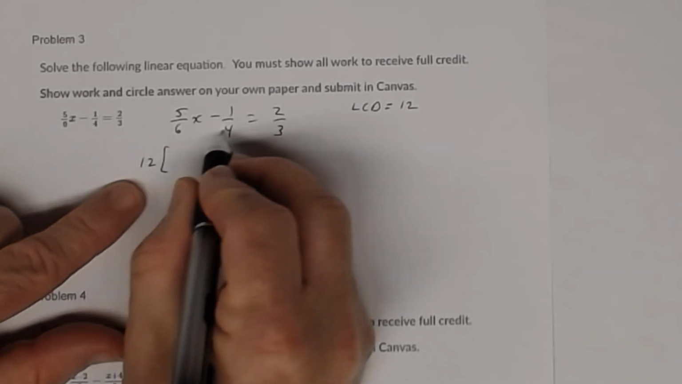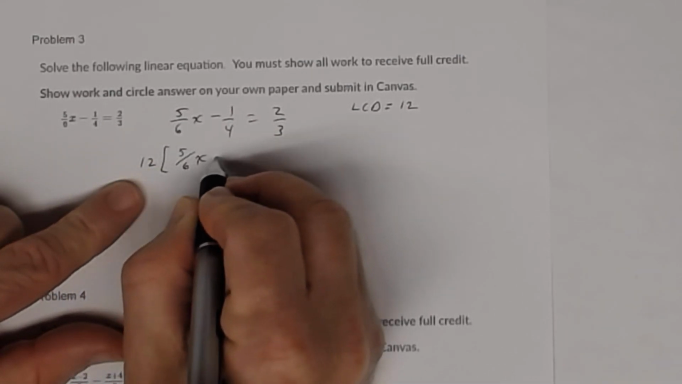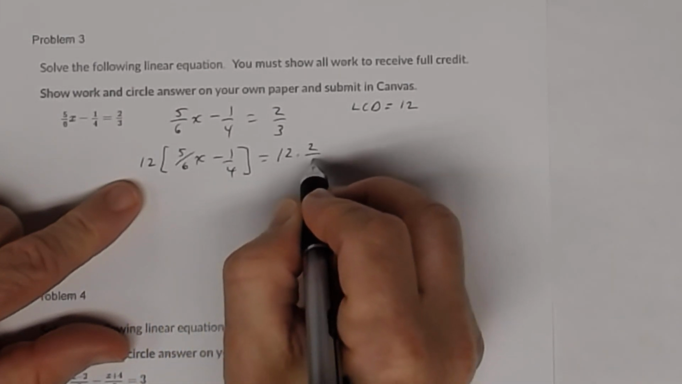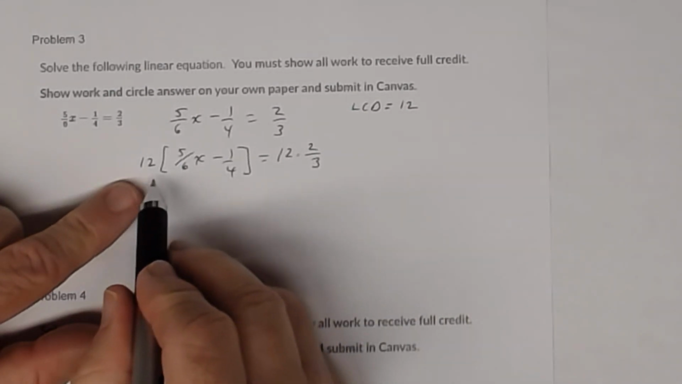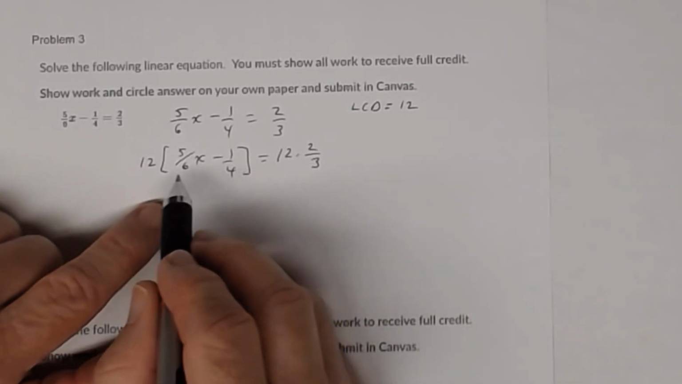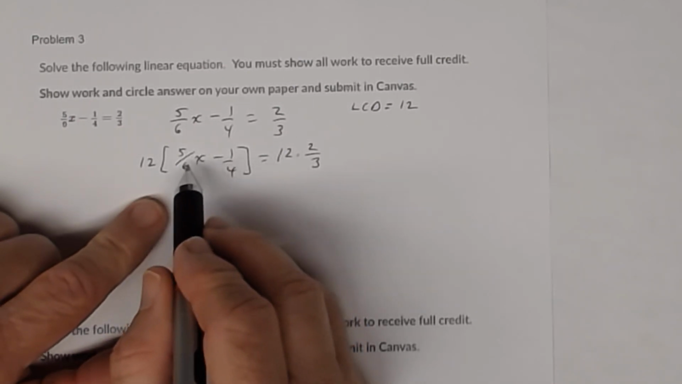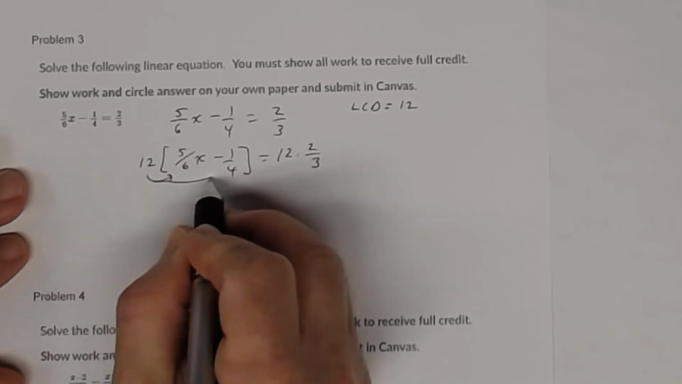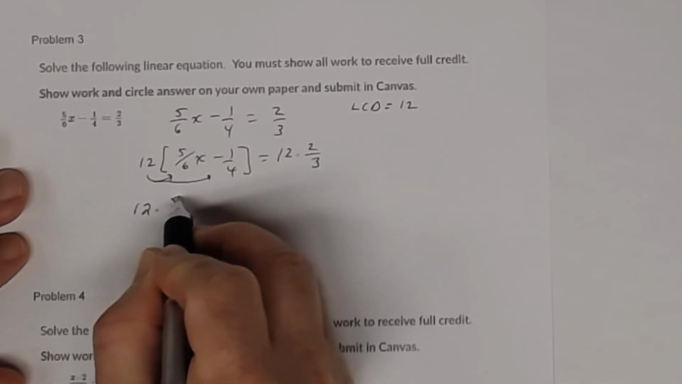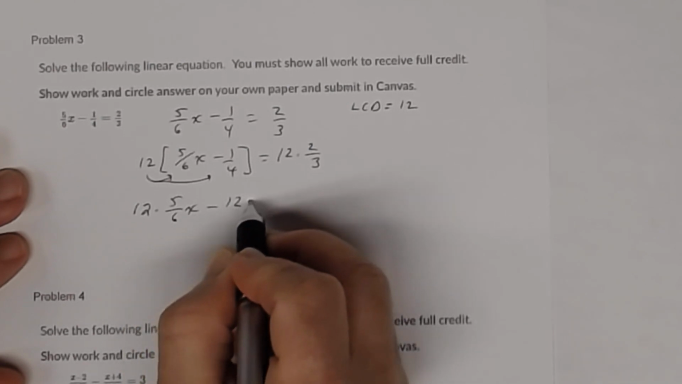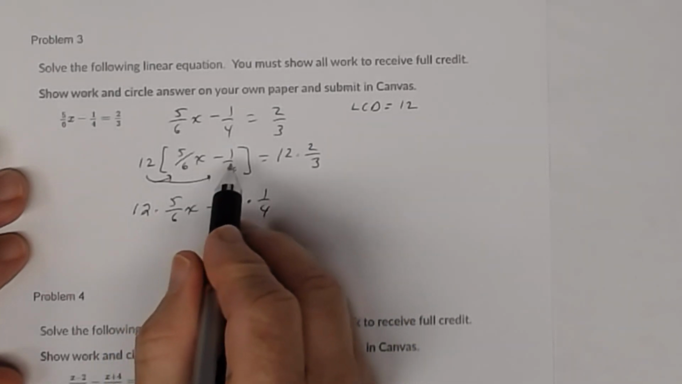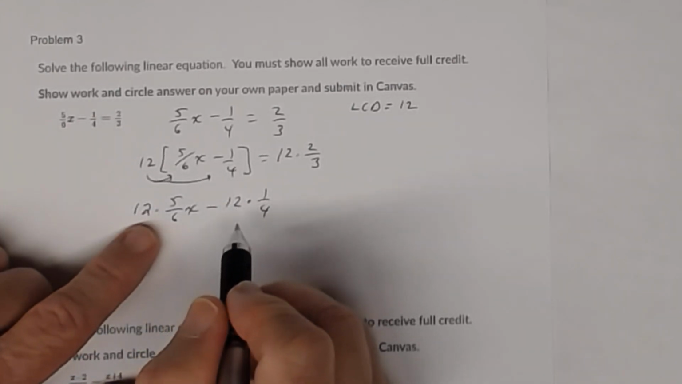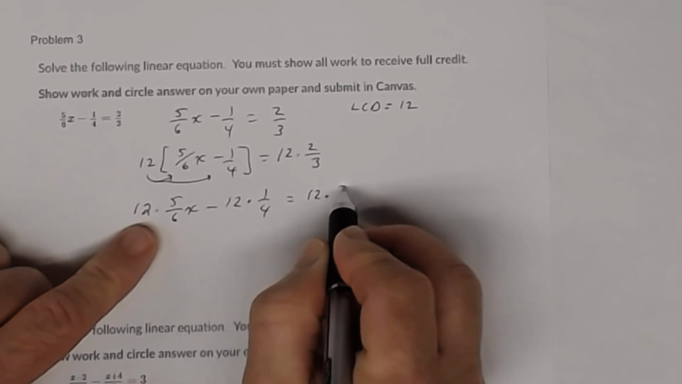So I get 12 times the left side, which is 5/6 x minus 1/4. And then that's going to equal 12 times the right-hand side. All right. And then at this point, notice I introduced parentheses or brackets. So now I'm going to have to multiply every term inside, in this case brackets, by 12. So that's the distributive property. So I get 12 times 5/6 x minus 12 times 1/4. So every term has to be multiplied by 12, and that's what you see here. And that's going to equal 12 times 2/3.